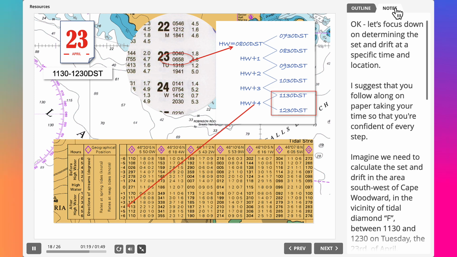By inspecting the table, we can see that at tidal diamond F, at 4 hours after high water Victoria, the tidal stream will be setting 276 degrees, and that on an average spring tide, the drift will be 3.6 knots and 1.8 knots at neaps.